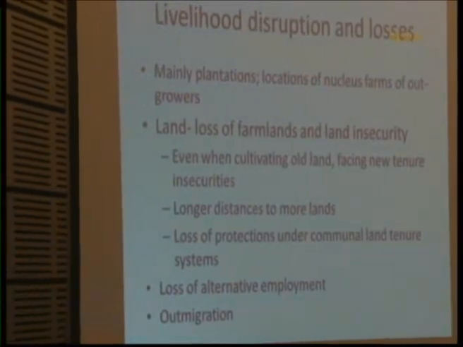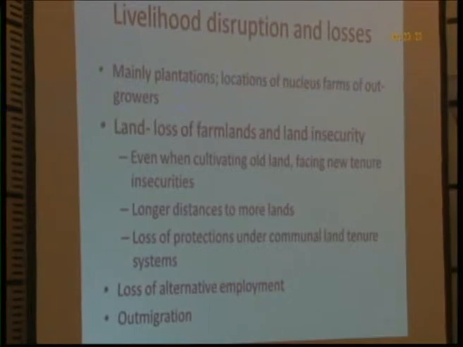The other loss that a lot of people have suffered is livelihood disruption. And that's mainly with the plantation and also the places where you find nucleus farms of the outgrowers. And there's been a lot of loss of farmland, there's land insecurity. Sometimes the land is cleared and then the plantation is not using that land. And people go back, but they go back on different terms from how it was when they were first using the land. People have to travel longer distances to find land to use.